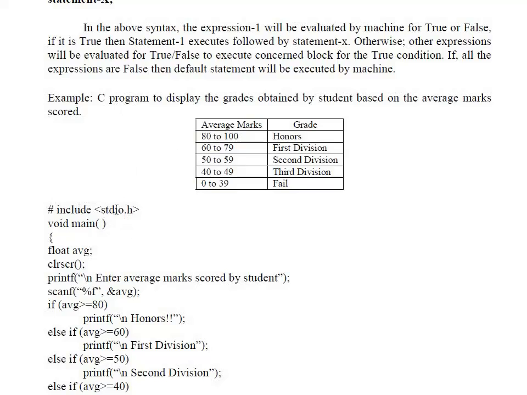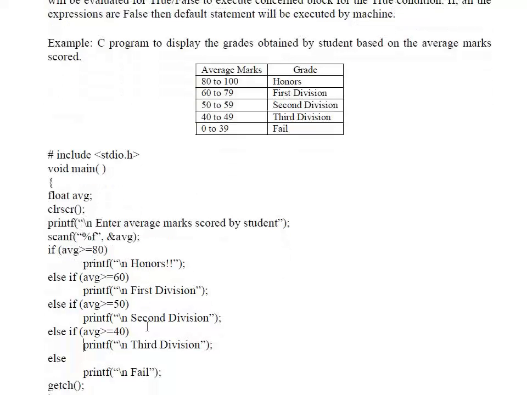#include <stdio.h>, void main. Think how many variables we need to solve it. We need just one float type variable, because we give only one average as input. That's why float avg. Then print: enter the average marks scored by the student. This must be user friendly. Whatever average marks I enter will be stored in avg. Then the machine will check whether the contents of avg are greater than or equal to 80. Assume that it is true, then it prints honors.